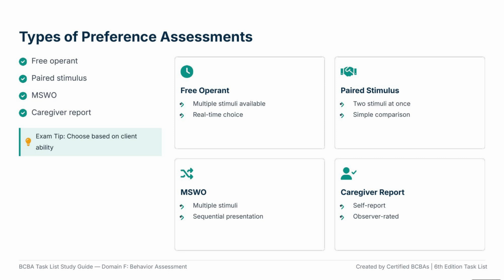Free operant allows observation of natural engagement with many items. Paired stimulus presents 2 items repeatedly to build a hierarchy. MSWO presents several options and removes selected items across trials. Caregiver interviews provide indirect but useful background information. On the exam, method selection is often based on efficiency and client ability.